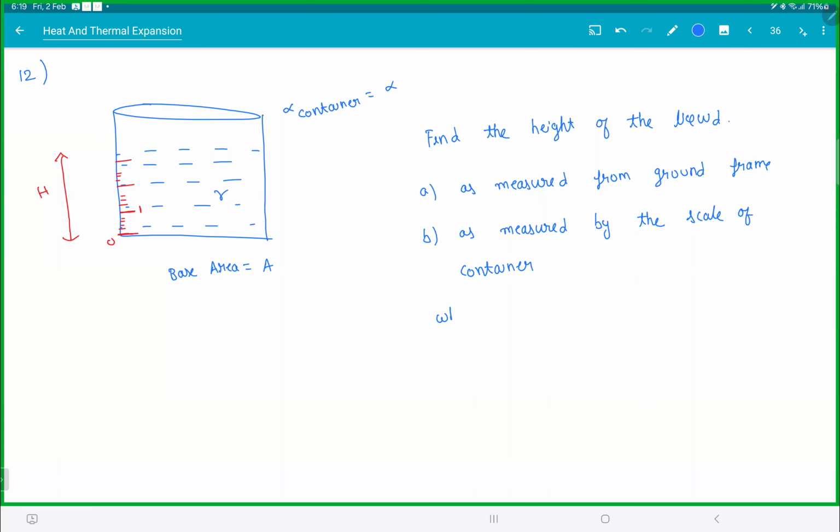When temperature changes by delta T. Let's get this. So the question is, the container is only expanding linearly, right? The container is expanding only linearly, right? Oh, okay, fine. Sorry, my bad.